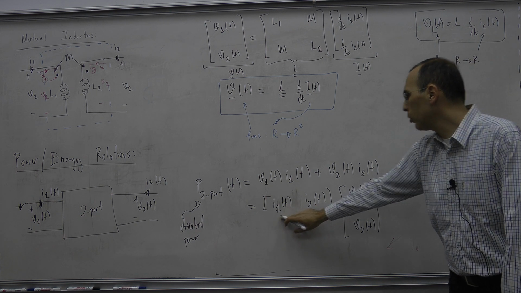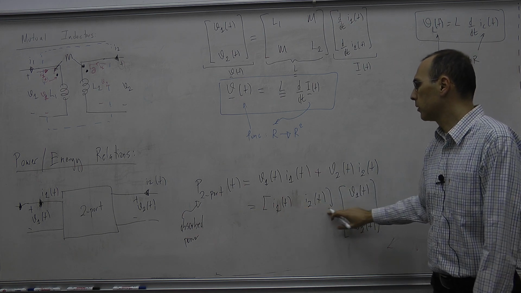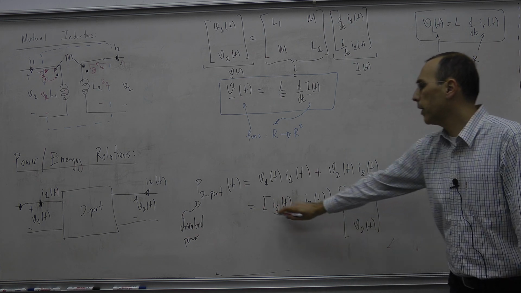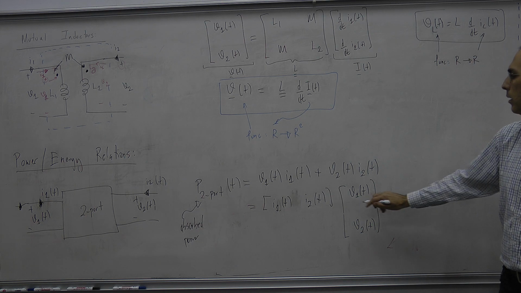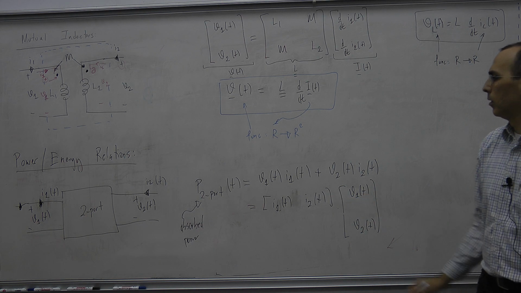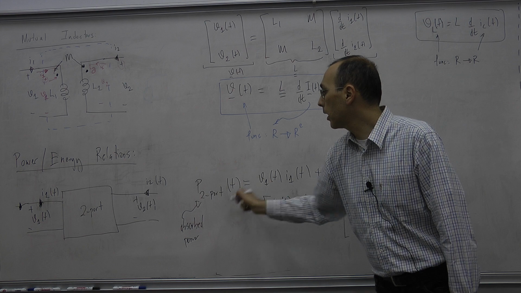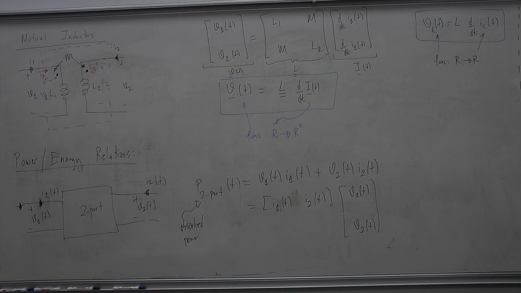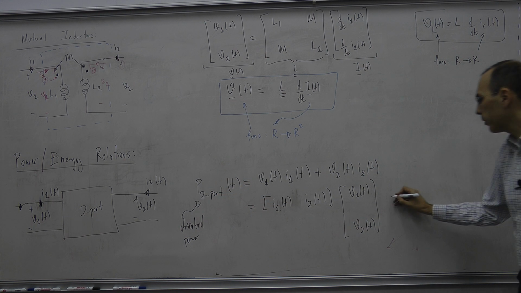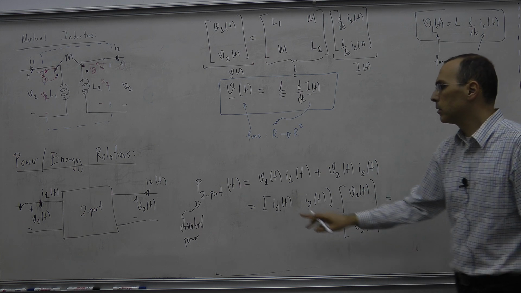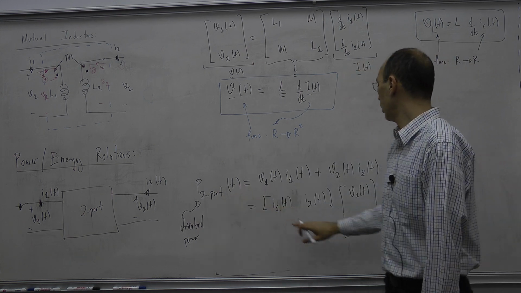So this is essentially called an inner product. I have a vector interacting with another vector, also called a dot product, and I get a scalar value. Scalar means a real number. Okay. So how can I write this? Now for a 2 port, this is always valid.